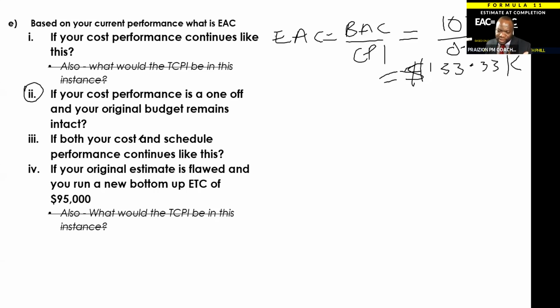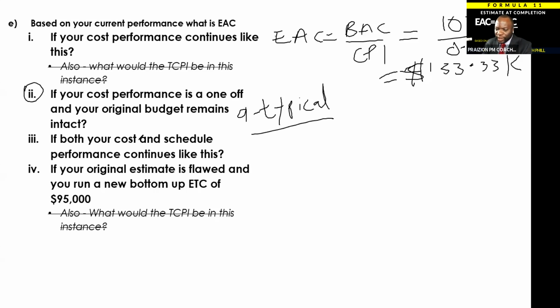Or we could say atypical. This is another word that is used. Atypical means not typical. So if your budget went off for one month or two months, you could say, oh no, this is not going to happen for the rest of the project. It is a one-off, or you could say it's atypical. This language is used quite a lot.